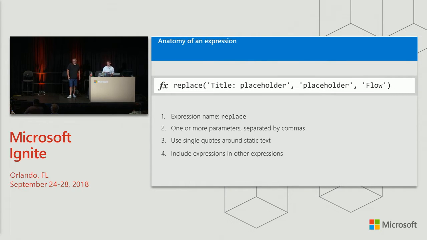For those of you who may not be familiar with programming or scripting or Excel macros or anything like that, let's break down the expression. We said the expression name is replace. That's the function that we're going to call. We use parameters. The parameters are what we pass to the function, and we use parentheses to surround those. Functions take zero or more parameters. Actually, we said one here. In this case, the replace function takes three. We use single quotes around static text. And it's important to note that expressions can be nested. So the parameter to one expression can be another expression, and so forth.